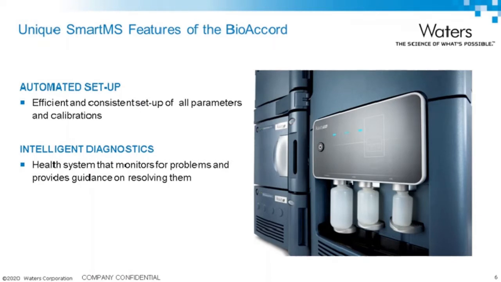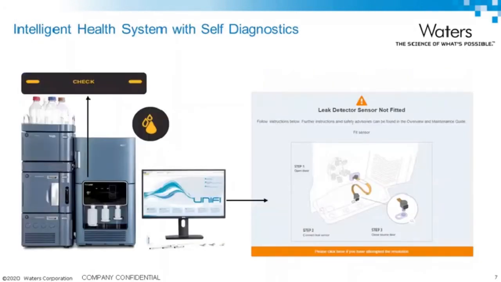As you can see from the front panel, there is a green light indicating that the instrument is ready or running samples. Should there be any issue with the instrument, the front panel will display a yellow check light. At the same time, there will be an icon displayed in the Waters Connect platform. In this case, the system detected a solvent leak. The user is then expected to follow some simple instructions to resolve the situation by clicking on the Resolve button.